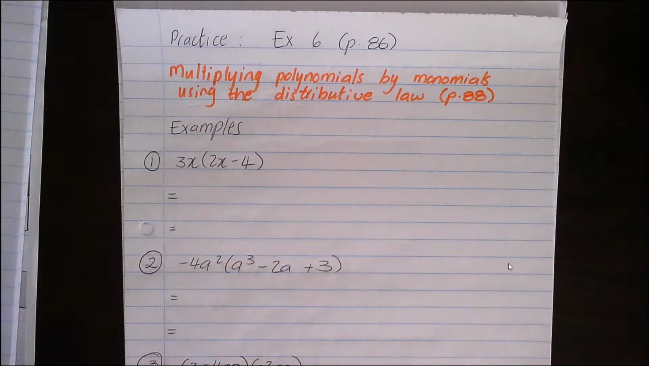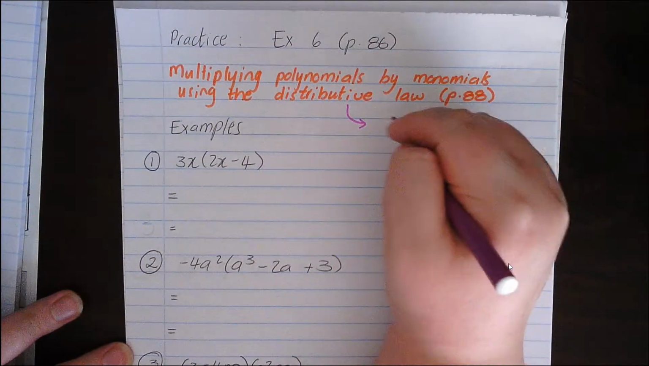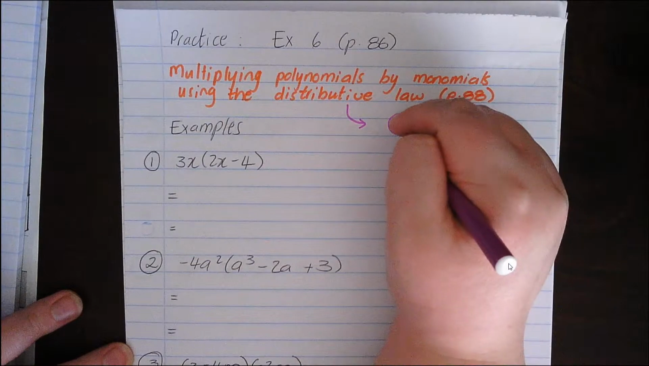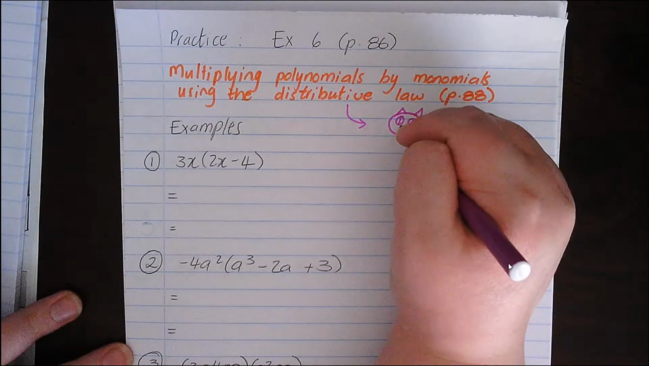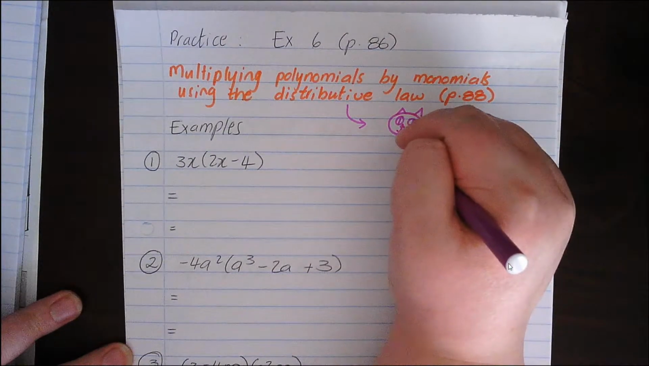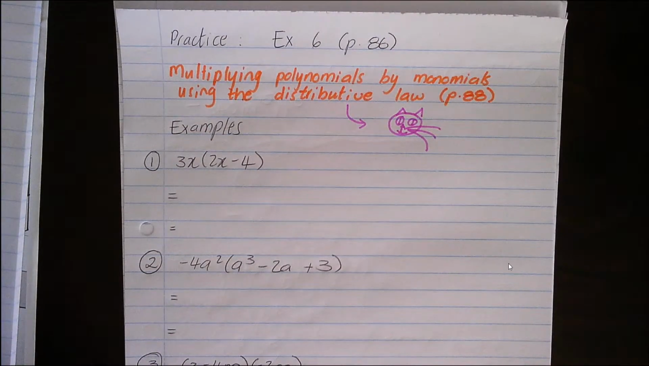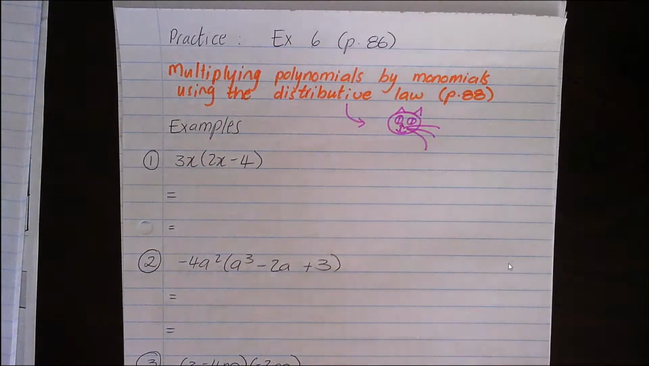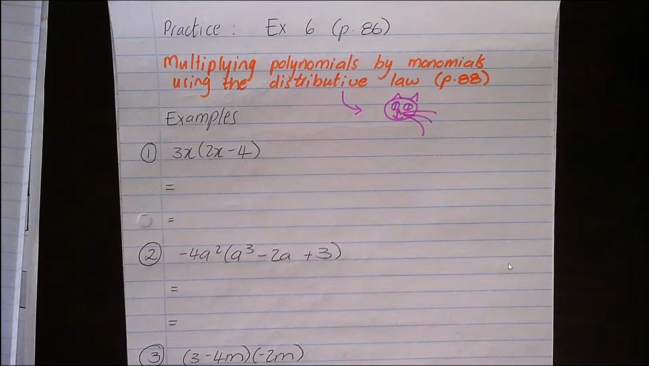Okay, this is what Mrs. Trollope and I would call the cat's whiskers. If we draw a cat over here with its little eyes, little nose, this is what we call the cat's whiskers because we do that. So the distributive law, you can call it the cat's whiskers, but you must know that it's called the distributive law. We use the distributive law when the bracket cannot simplify.